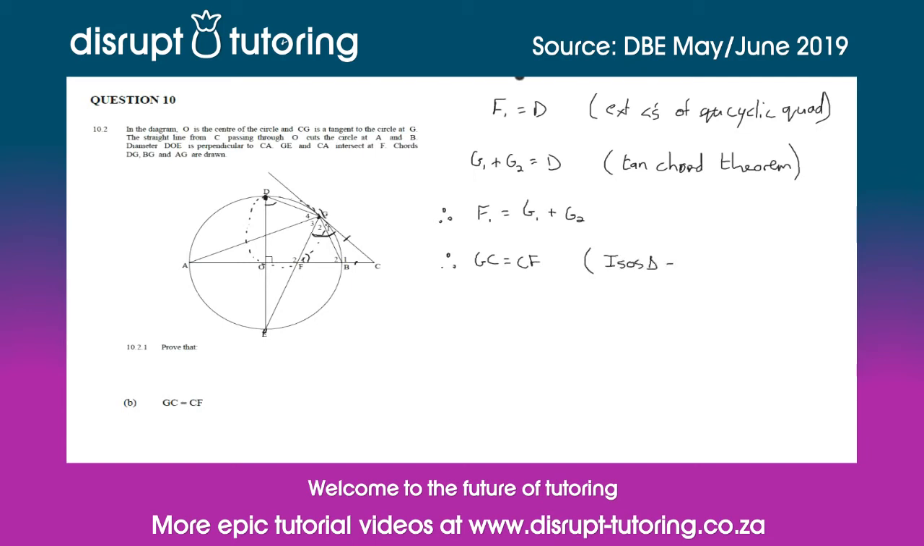And the reason is that sides opposite equal angles of an isosceles triangle are equal. So this is the converse to that theorem. So we basically there that GC should equal FC because F1 equals G1 plus G2.